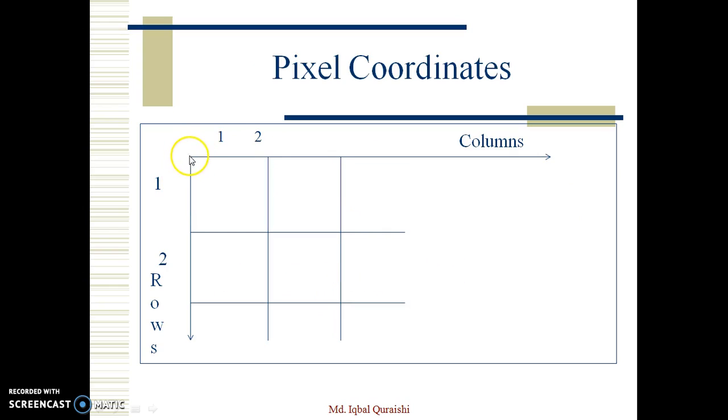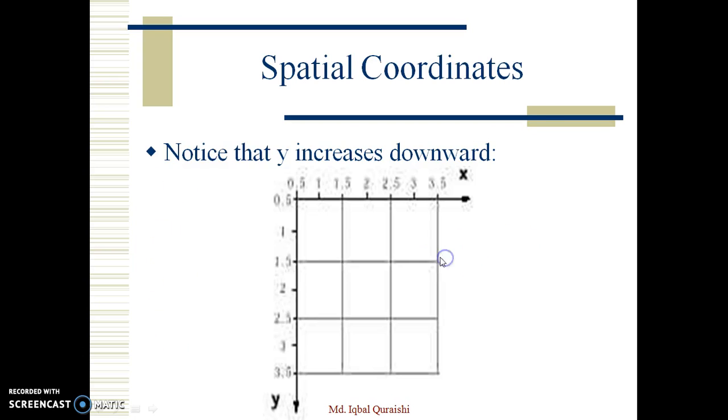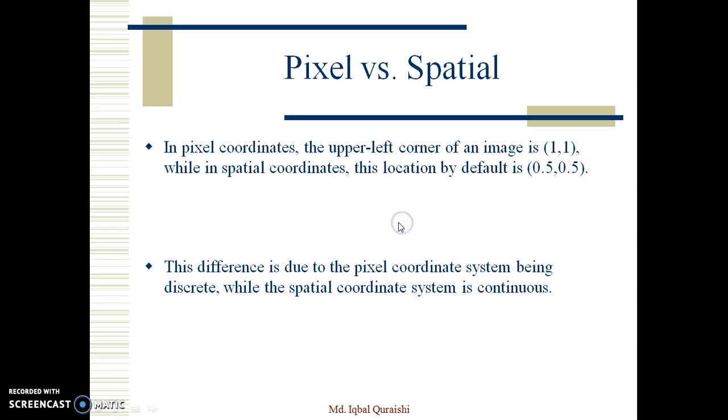coordinate system, we start in the left corner with the value 1 1. Then along the column we go 1, 2, 3, 4 in that way, and in the row again 1, 2, 3, 4 in that way. But in the case of spatial coordinates, we start with 0.5, 0.5, then 1, then 1.5, then 2, then 2.5 in that way. Again 0.5, 1, 1.5, 2, 2.5 in the spatial coordinate system.